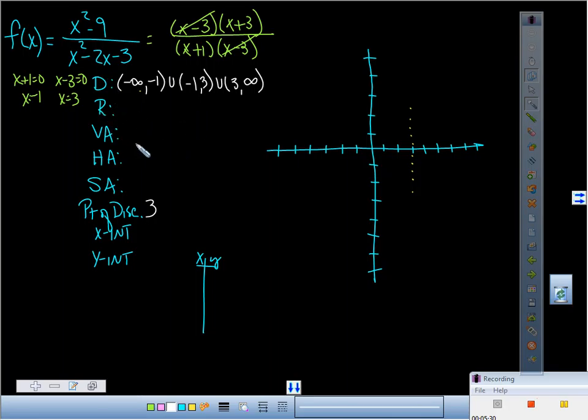What about vertical asymptote? Zeros of the denominator. So what are they? Yep. Don't put x equals 3, guys. Okay? X equals 3 is no longer a vertical asymptote. He is now a hole in my graph. Okay? So it's only x equals negative 1. So I'll go over here and I'll graph that.